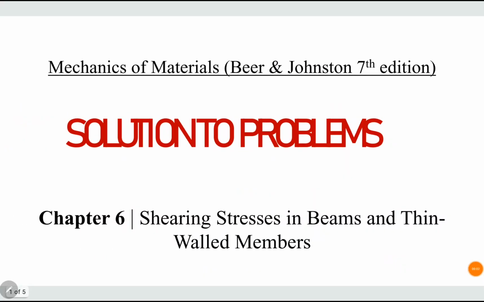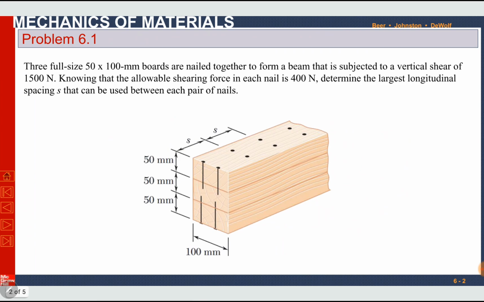In this lecture, I will discuss solutions to some specific problems from the exercise of chapter number 6 of the textbook Mechanics of Materials by Beer and Johnson. The title of the chapter is Shearing Stresses in Beams and Thin-Wall Members. The first problem is problem 6.1 from the exercise.